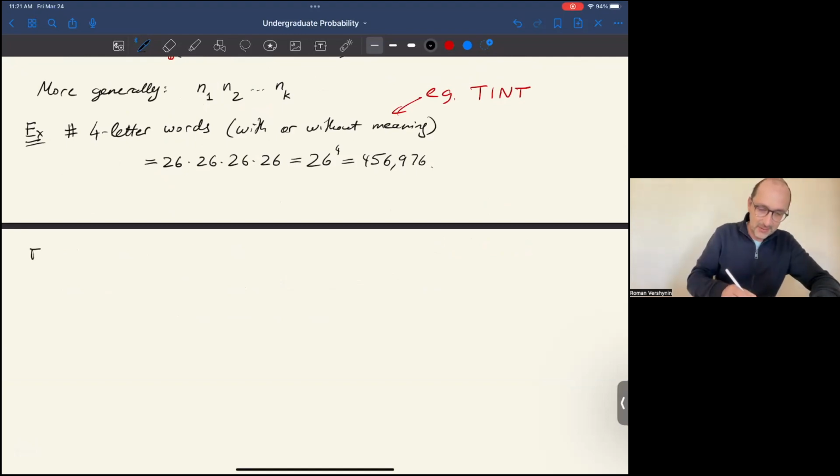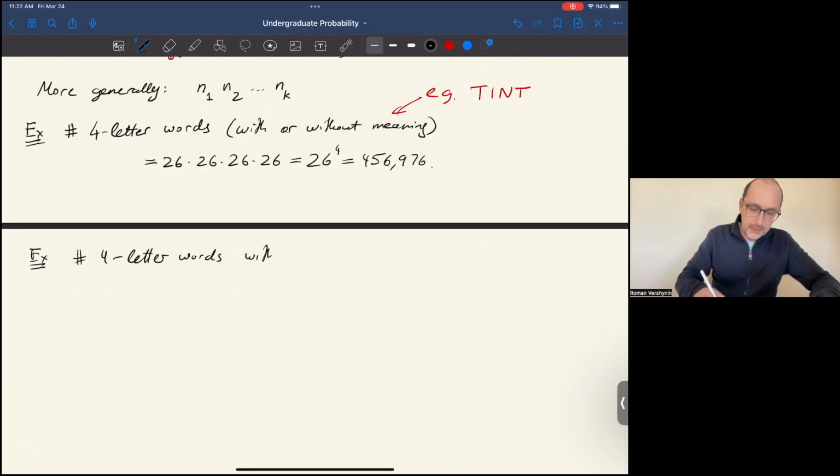Okay, next example, slightly more advanced. How many 4-letter words are there, again, with or without meaning, but the words that consist of all different letters?